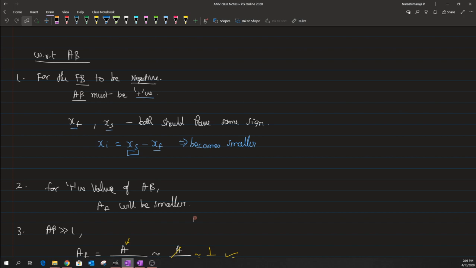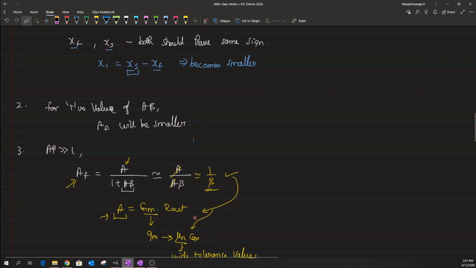And we also spoke about this loop gain, which is the product of the open loop transfer function times that of the feedback factor beta.